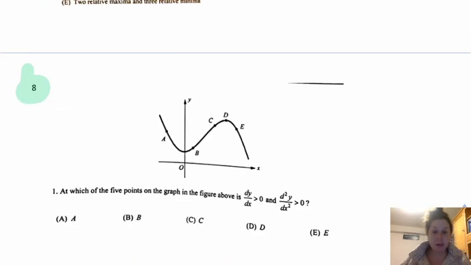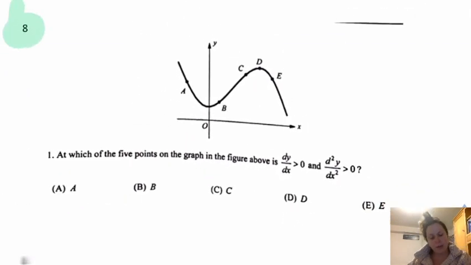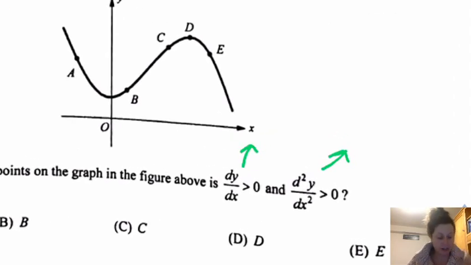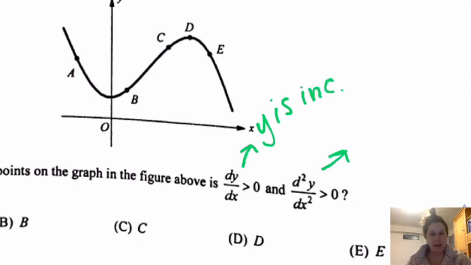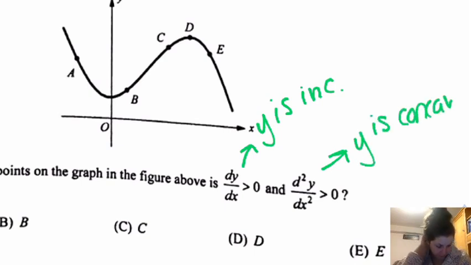Okay, and then this was the last one I was going to talk about. So on number 8, looking at this one, it says, at which point is dy/dx greater than 0 and d squared y over dx squared greater than 0? So first derivative and second derivative. The first derivative is greater than 0 at anywhere that y is increasing, right? First derivative positive, y is increasing. The second derivative is greater than 0 means y is concave up, right? Second derivative, concavity.